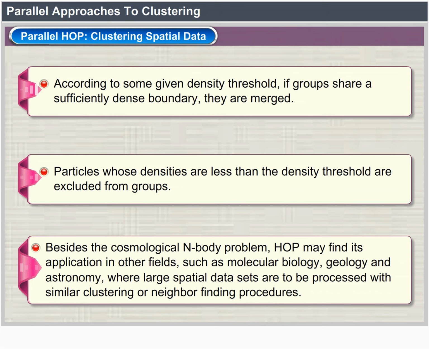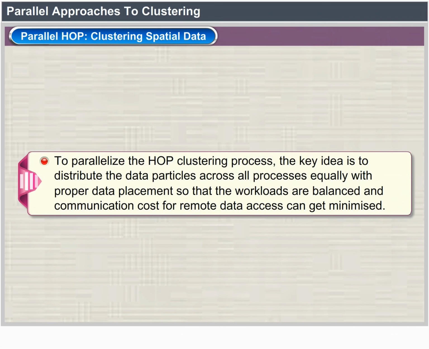To parallelize the HOP clustering process, the key idea is to distribute the data particles across all processes evenly with proper data placement so that the workloads are balanced and communication cost for remote data access is minimized. The following steps explain the parallel HOP algorithm in detail, assuming distributed memory multiprocessors.